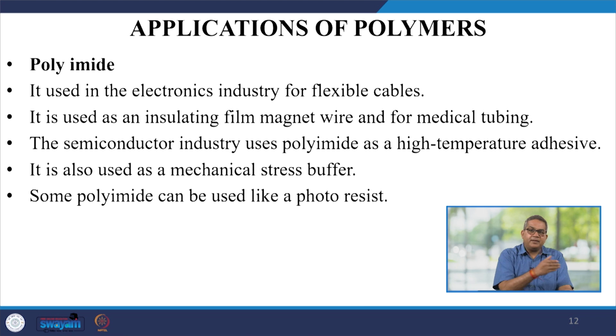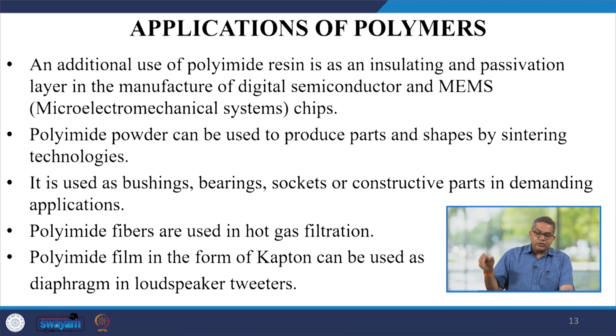So the barriers play a vital role. The additional uses of polyamide resin are as an insulating and passivation layer in the manufacture of digital semiconductors, such as micro electronic mechanical systems. Polyamide powder can be used to produce parts and shapes by sintering technologies. It is also used in bushings, bearings, sockets, and constructive parts in demanding applications.